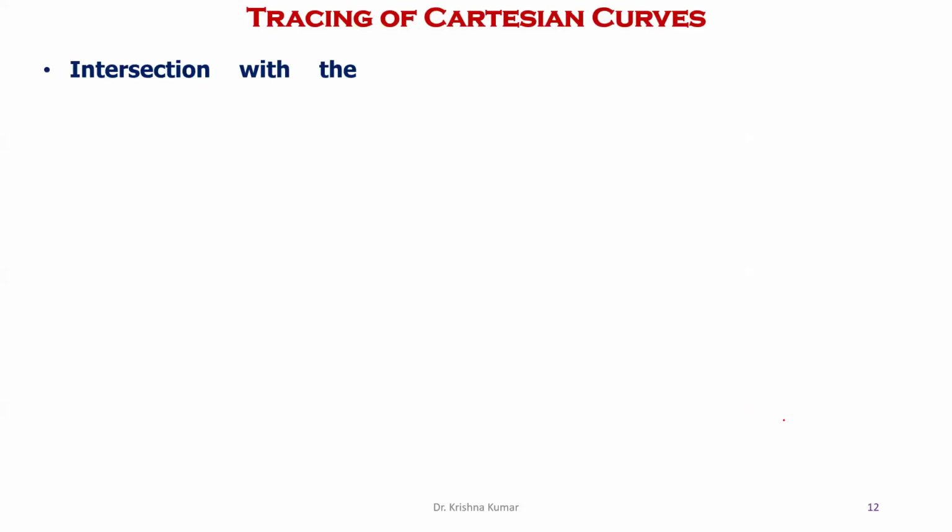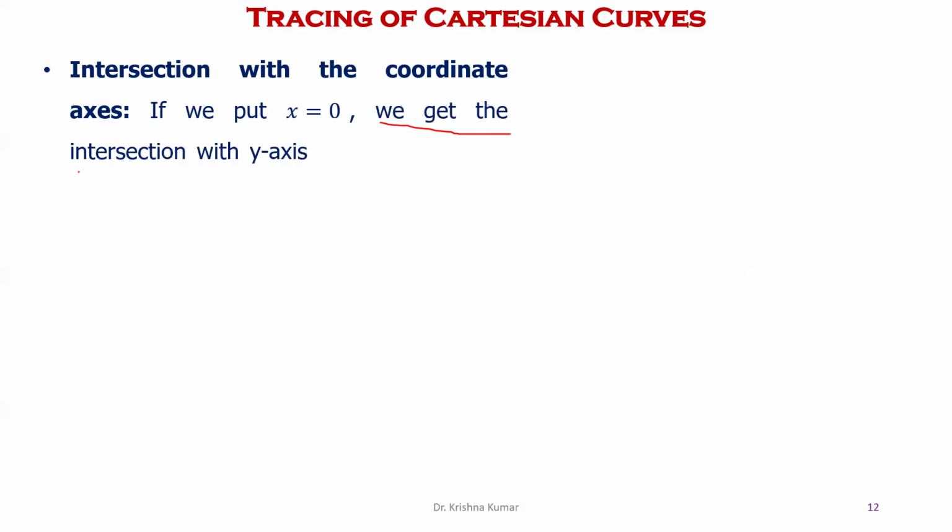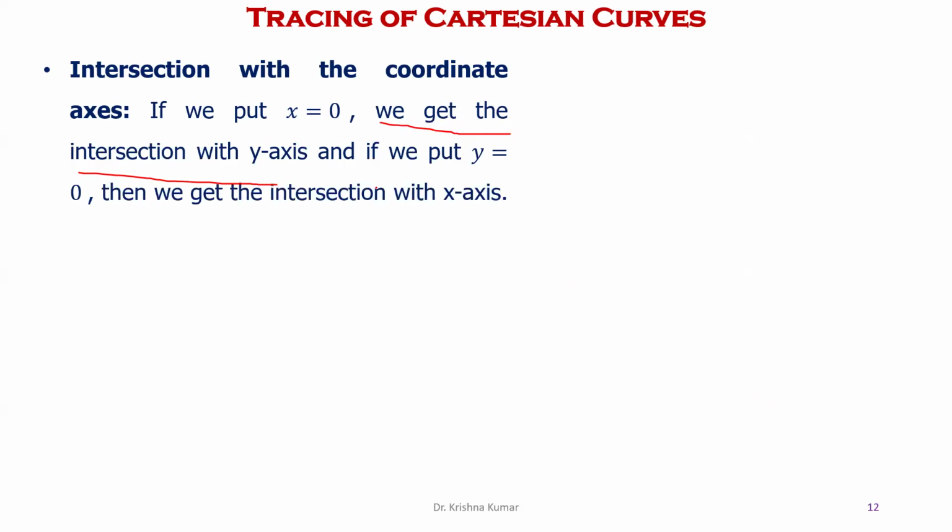The next thing is intersection with the coordinate axis. If we put x equal to 0, we get the intersection with the y-axis, because on the y-axis x is 0. And if you put y equal to 0, then we get the intersection with the x-axis. We also try to find the tangent at these points.